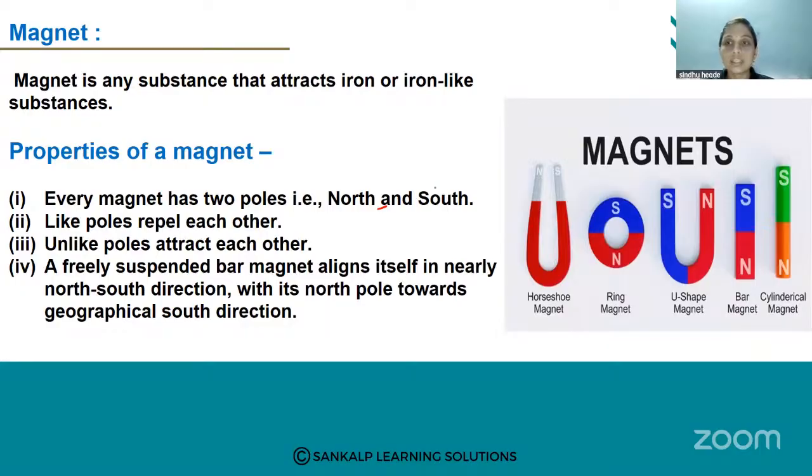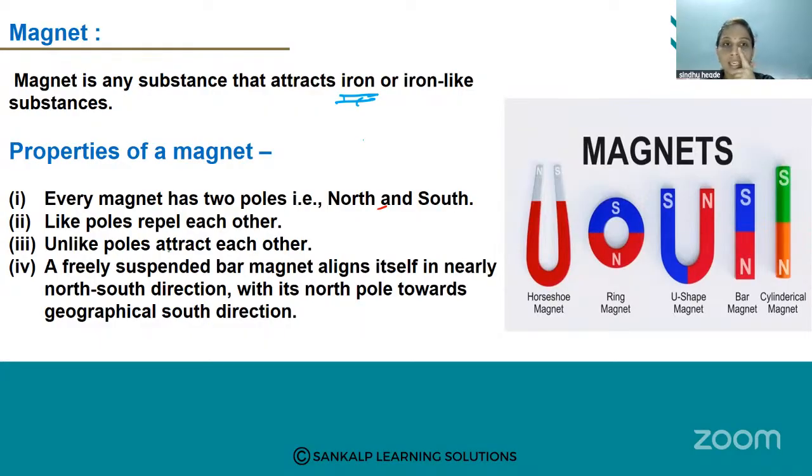Then what is a magnet? We know that a magnet attracts some objects, right? For example, we have one magnet. When you take that magnet near iron, what happens? You just take that magnet near the iron. What do you feel? Some attraction between that magnet and the iron, right? So that is called a magnet.